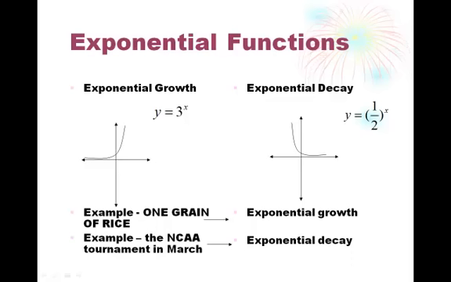For an exponential growth equation, an example would be y equals 3 to the power x, or y equals 2 to the power of x, or y equals 4 to the power of x. Your base number has to be bigger than 1. For exponential decay, your base number has to be a fraction smaller than 1.